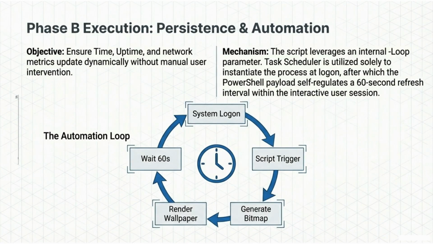Phase B focuses on persistence and automation. The objective is to ensure metrics update dynamically without manual user intervention. The script self-regulates a 60-second refresh interval once triggered at system logon via task scheduler.